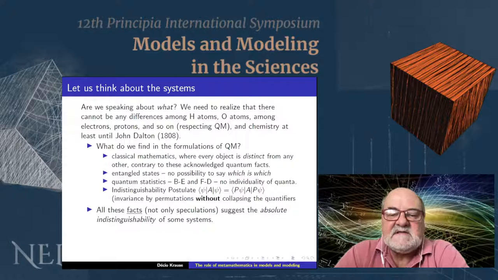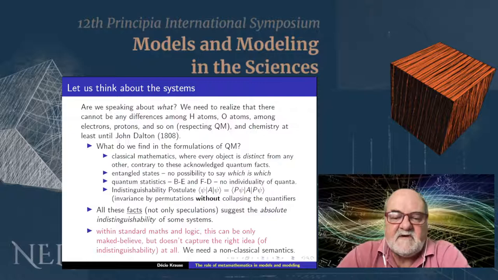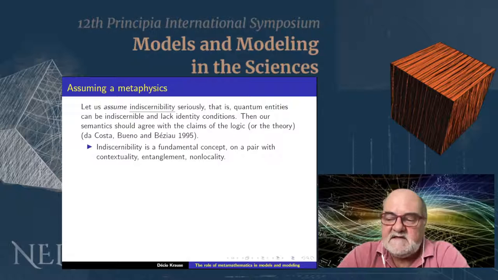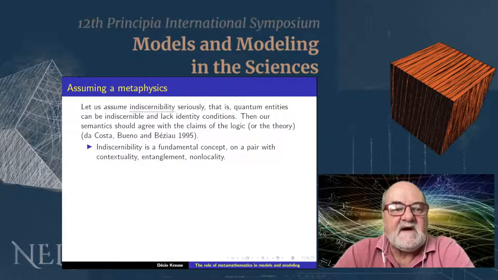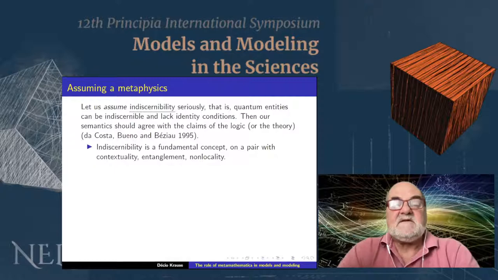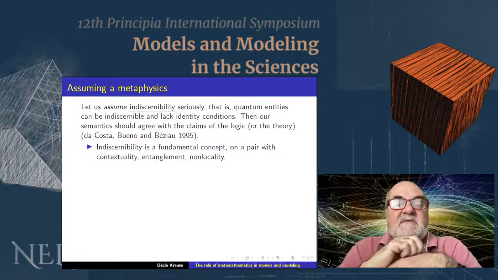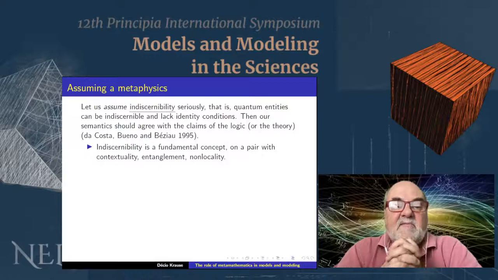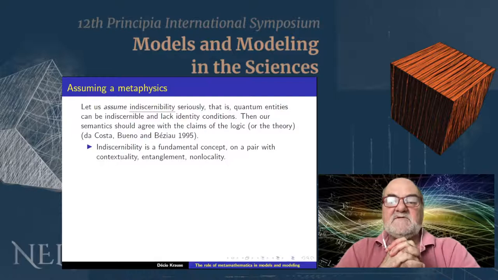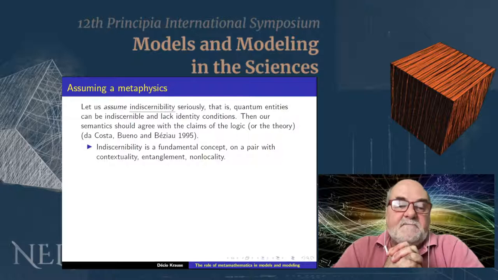All these facts, which are not speculations, suggest the absolute indistinguishability of some systems. Within standard mathematics and logic, this can only be made believable, but it doesn't capture the right idea of indistinguishability at all. We need a non-classical semantics, because semantics should reflect the targets of the logic, of the theory. So, assuming a metaphysics of non-individuals, that quantum objects, quantum systems, don't have identity as classical objects do, let us take indiscernibility seriously. That is, quantum entities can be indiscernible and lack identity. Then our semantics should agree with the logic or the theory, as said by Da Costa, Bueno, and Décio. So indiscernibility is, for me at least, a fundamental concept on a par with contextuality, entanglement, non-locality, and superposition.